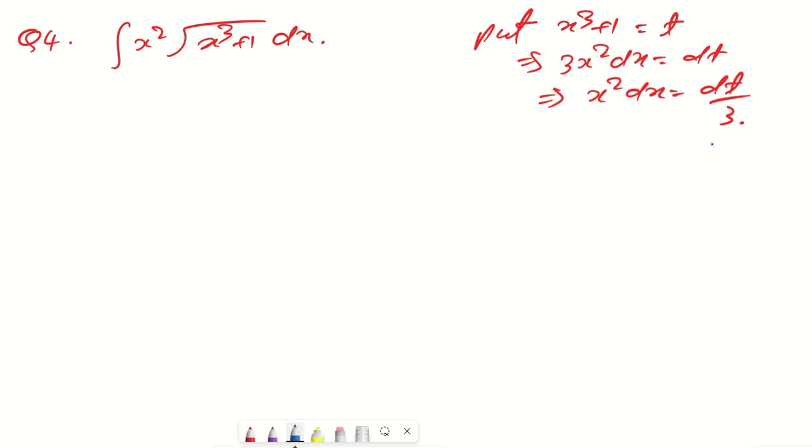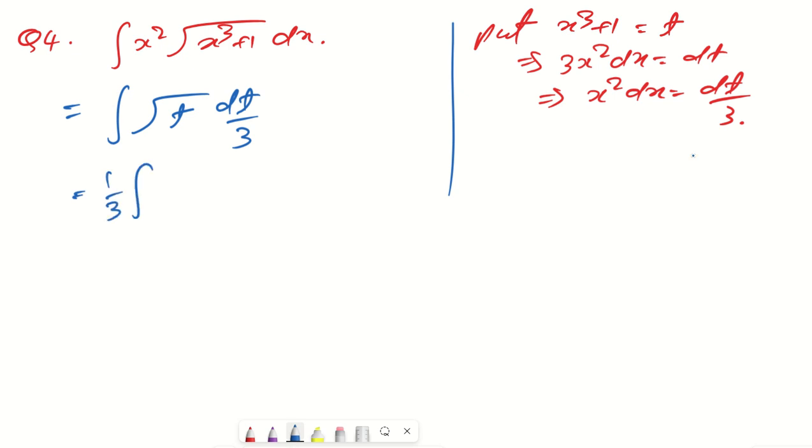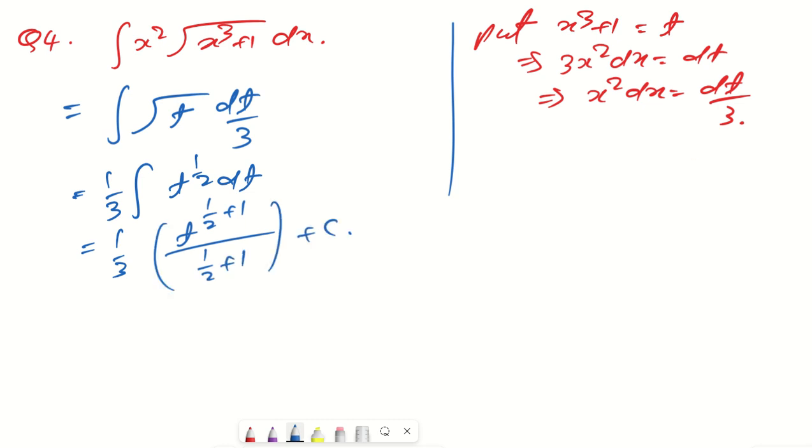Now by putting this value, we are going to get what? My integration becomes integral of square root of x cube plus 1, that can be replaced by t, into dt by 3, because x square dx was dt by 3. Now you know already that 1 by 3 integration of square root of t is nothing but t to the power 1 by 2 dt. And 1 by 3 integration of t to the power 1 by 2 can be written as t to the power 1 by 2 plus 1 divided by 1 by 2 plus 1, plus some constant c.